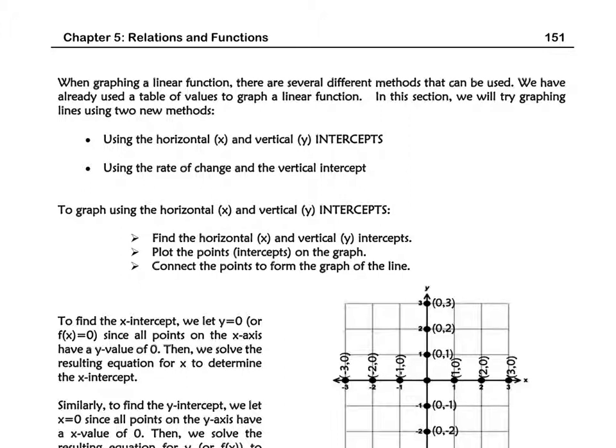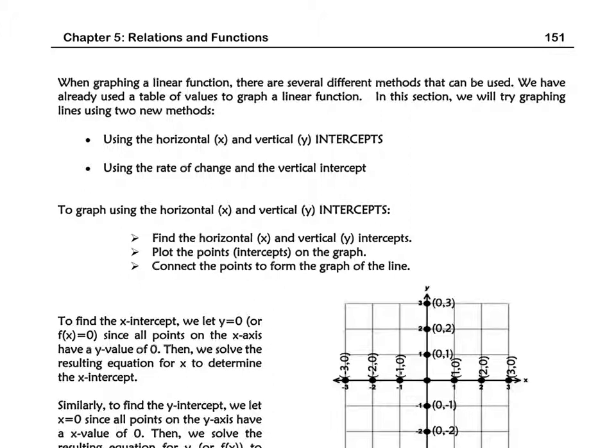So basically all you would have to do there is first find the horizontal intercept and the vertical intercept, and to graph a line you only need at least 2 points on the line. So the horizontal intercept would be 1 point, the vertical intercept would be another point. So plot those points and then just connect the points to form your graph.